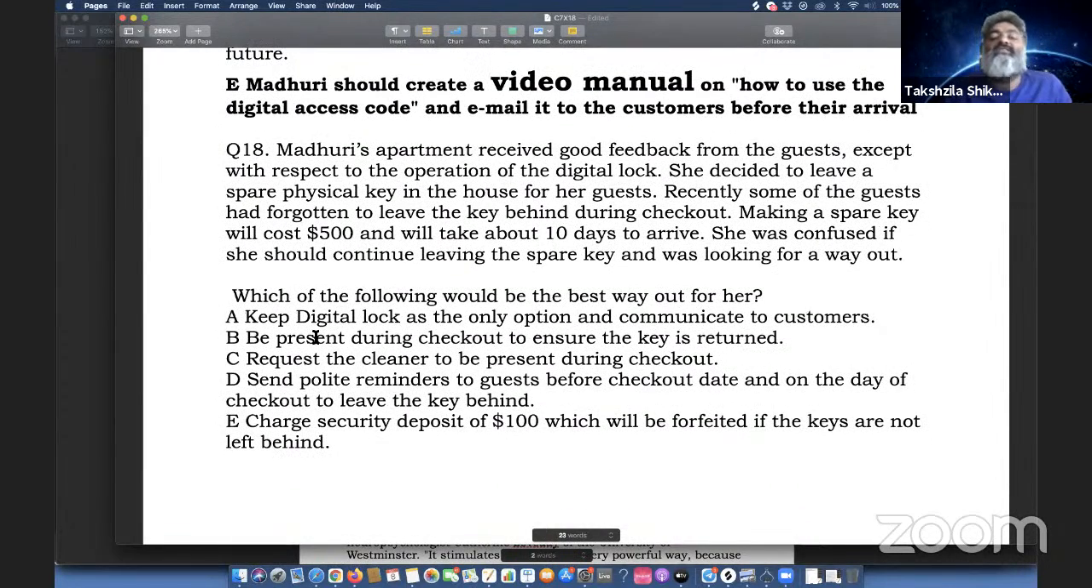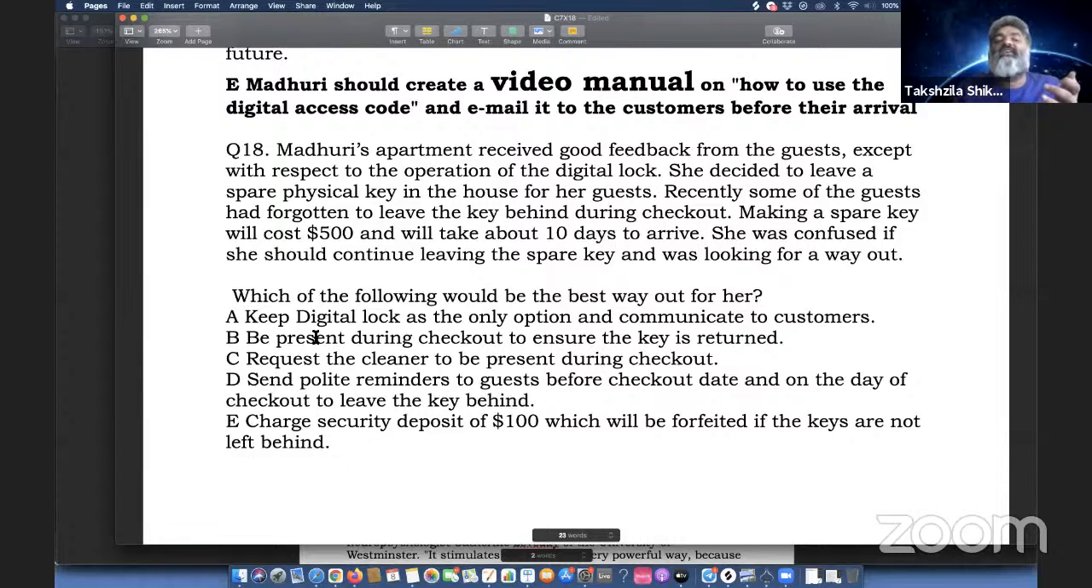Madhuri's apartment received good feedback from the guests, except with respect to the operation of the digital lock. She decided to leave a spare physical key in the house for her guests. Recently, some of the guests had forgotten to leave the key behind during checkout. Making a spare key will cost $500 and will take 10 days to arrive. She was confused if she should continue leaving the spare key and was looking for a way out.